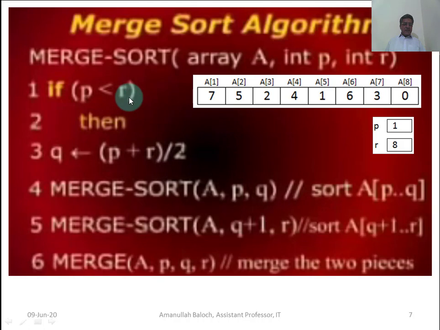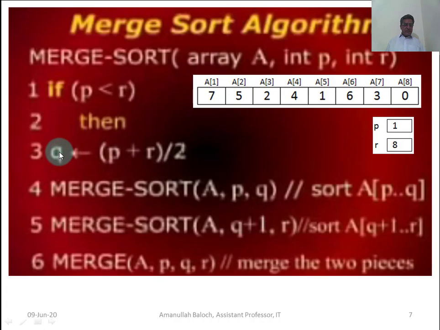But in this case, P is 1 and R is 8. P less than R, 1 less than 8, yes. Then this operation will be performed, that we can divide this bigger array into subarrays. Before dividing, what do we do? We add P and R. P plus R, 1 plus 8 is equal to 9, 9 divided by 2. P and R both are integers, 1 and 8 are integers, and when we add, the result will be 9, that will also be an integer. Integer divided by integer, 9 divided by 2, becomes 4.5, but the computer will keep only the integer value 4, and this integer value will be assigned to Q.